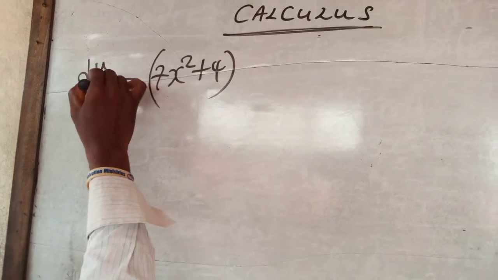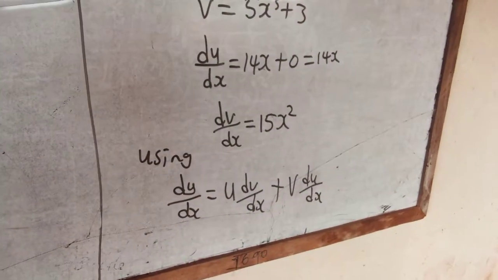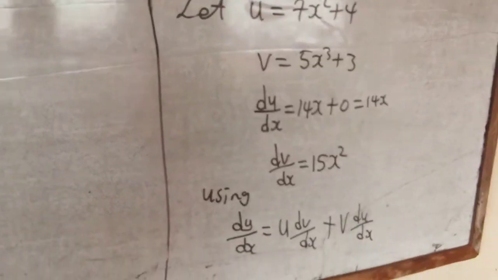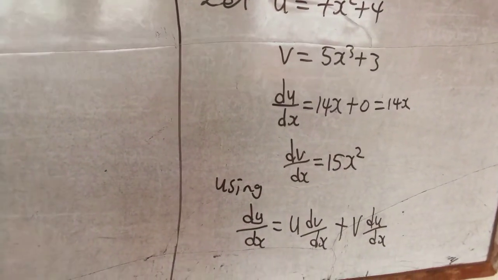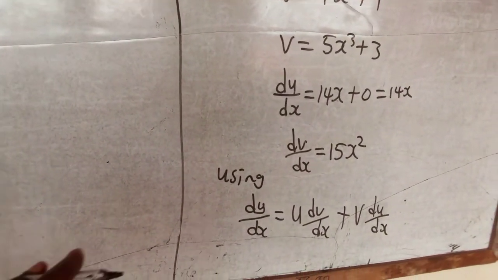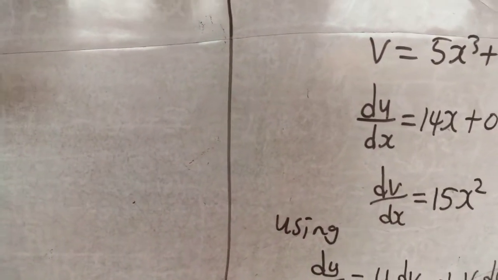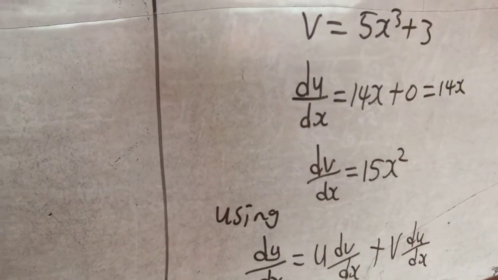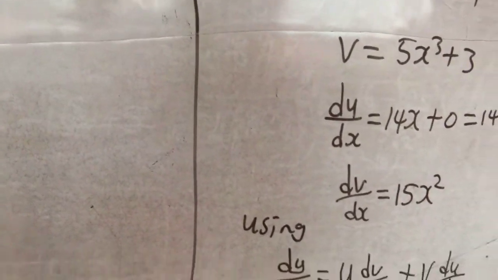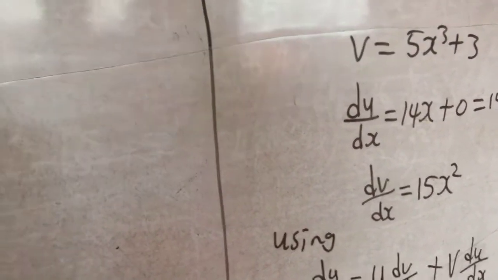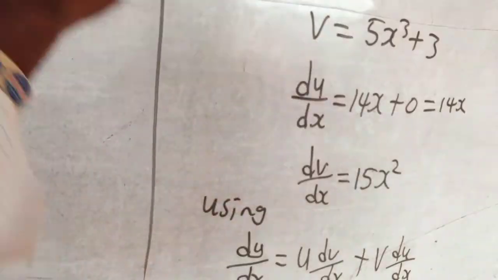Then our dv over ds is this now. You put it there. You have 15s squared. Then plus, what is our v? We have the value of v, which is 5s raised to the power 3 plus 3 into what again? du over ds. So our du over ds is 14s.